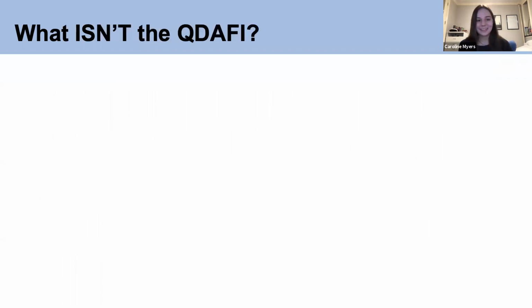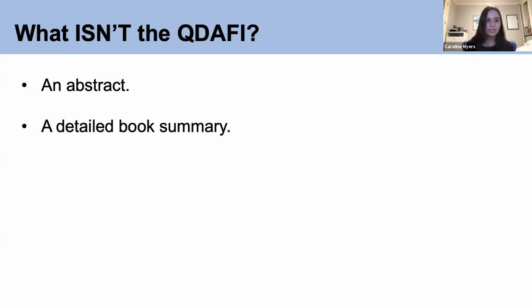What isn't the QDAFI? Well, it's not an abstract. Many of you that are familiar with scientific papers have seen abstracts. Abstracts are essentially short, summary-like pieces, usually around 300 to 400 words, that compress and condense the author's work. But the point of the QDAFI is also to engage with the paper, right? Like I said, to be an active consumer. So you're going to find that most sections of the QDAFI can't really be answered just by copying the abstract.